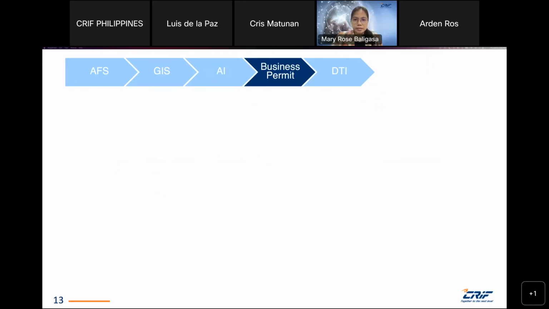For the business permit, it is a key compliance document which entitles and enables a business to legally operate and do business in the area in which the business is registered. In short, a business permit can be considered as a license to operate within that specific area. So, if the company does not have a business permit for the latest year, edi wala siya dapat license to operate. So, that's a red flag.